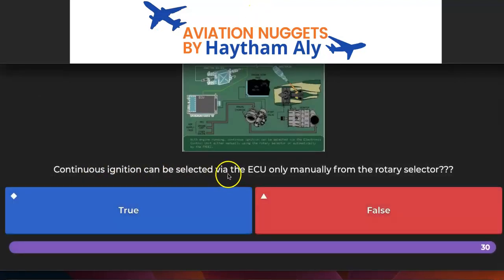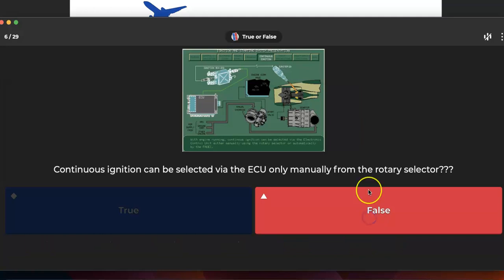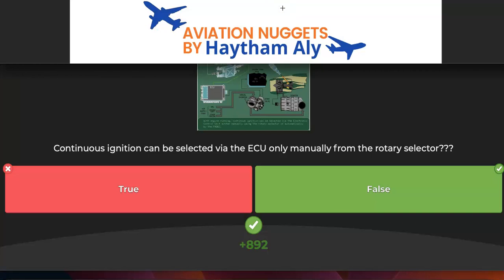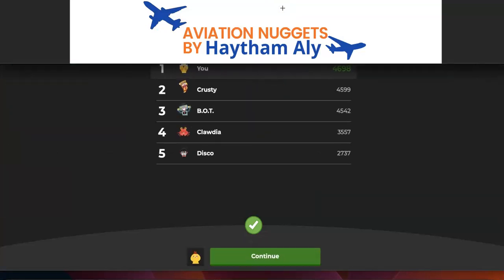Continuous ignition can be selected via the ECU only, manually from the rotary selector. This statement is false. Because continuous ignition may be selected from the rotary selector by the pilot, and also the ECU may elect to do continuous ignition in heavy weather conditions or in selection of wing anti-ice or engine anti-ice. Also, the ECU has the privilege of selecting continuous ignition.